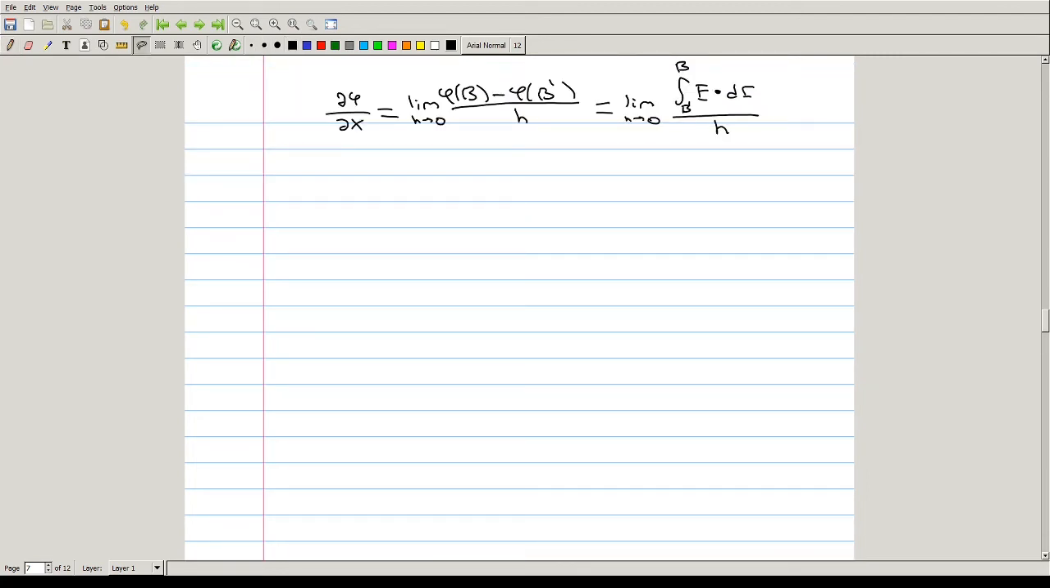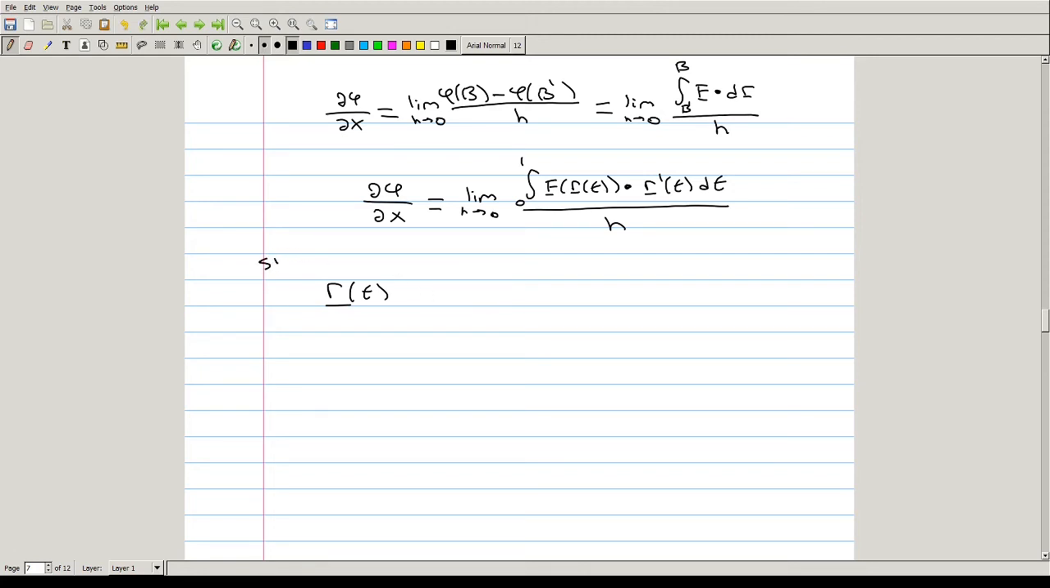And if you recall, this is the same thing. We're using the definition of the line integral as saying that d phi dx is equal to the limit as h goes to 0 of, we'll parameterize our curve with the parameter t going from 0 to 1, the integral of f of r of t dot product with r prime of t dt, all divided by h, where r of t is the curve, or specifically the straight line from b prime to b.